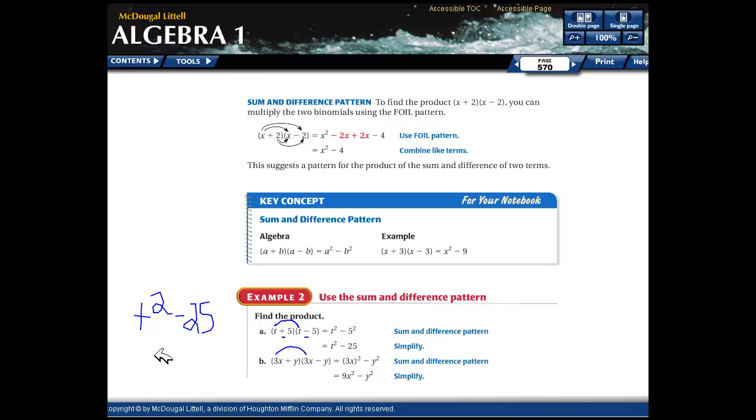3x times 3x gives me 9x squared. Y times a negative y, minus y squared. And that is that one. Easy enough, right?